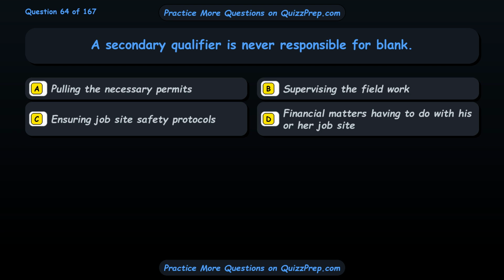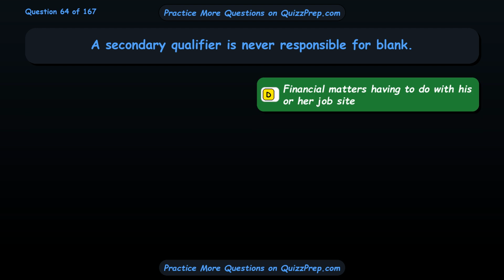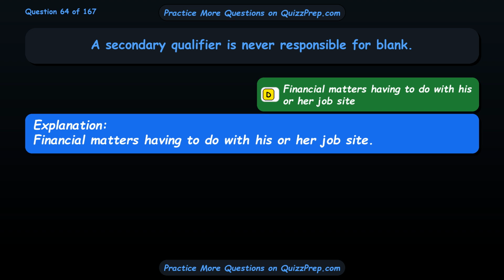Question 64. A secondary qualifier is never responsible for blank. Option A, pulling the necessary permits. Option B, supervising the field work. Option C, ensuring job site safety protocols. Option D, financial matters having to do with his or her job site. The correct answer is option D, financial matters having to do with his or her job site.